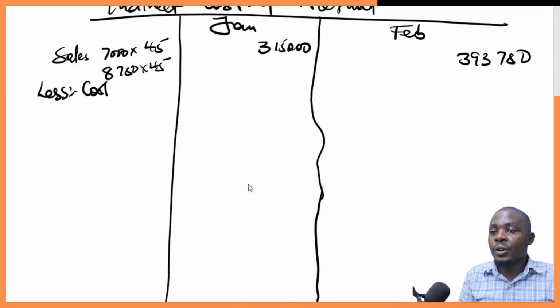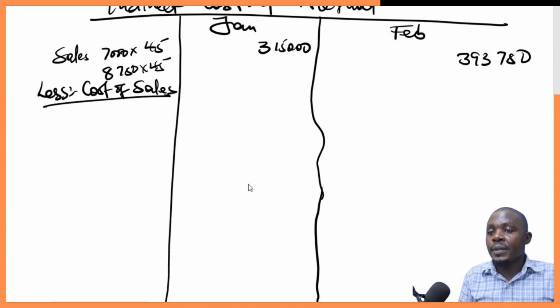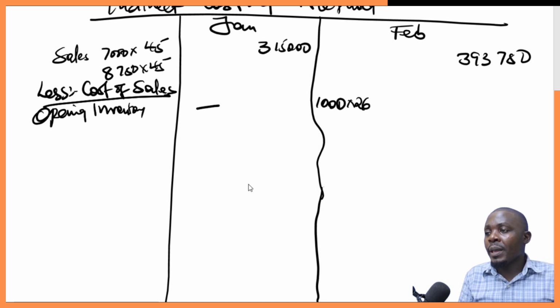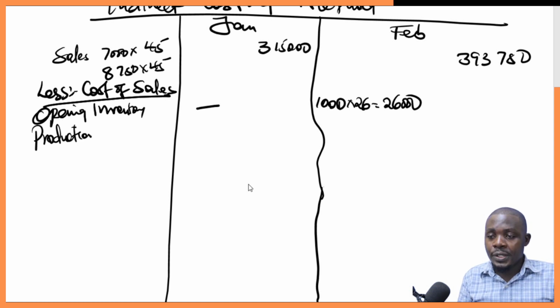Then we say less. This case is going to be the cost of sales, not the variable cost. Cost of sales, we have opening inventory. Opening inventory for January we didn't have, but here we had 1,000. But in this case, we are multiplying by 26, not 23. We have 26,000. Then we have the production. We are taking production at full cost. In this case, we had 8,500. We are multiplying by 26.